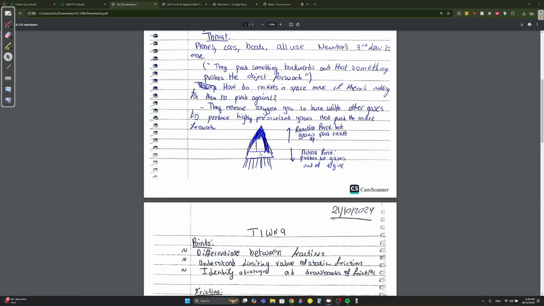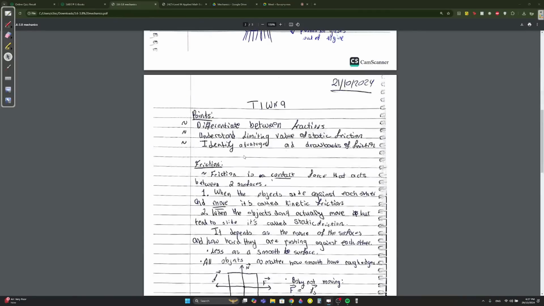So, they push gases down, and what do the gases do? They also push the rocket up. That's how they move in space, because you're supposed to push against something, and that something pushes on you. For example, cars push on the ground. The tires push on the ground, and the ground pushes the car forward in turn. Same thing with the rocket. It pushes gases down, the gases push the rocket up. Okay, very simple. They could ask what law do rockets use to move? You can say Newton's third law.